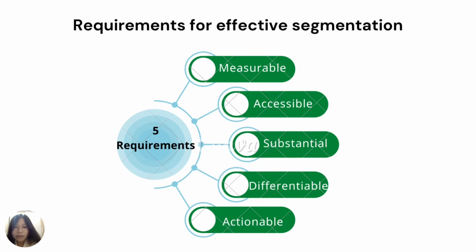Let's look at the requirements for effective segmentation. First, it has to be measurable, meaning the size, purchasing power, and segment profiles can be measured. The second requirement is the segment can be effectively reached and served. It also has to be large and profitable. The fourth one is differentiable, meaning segments are distinguishable. And the final one is actionable, meaning effective programs are designed.